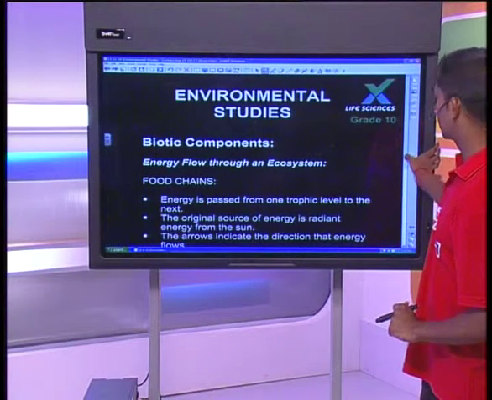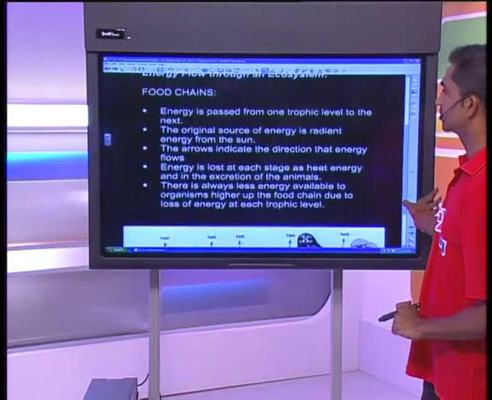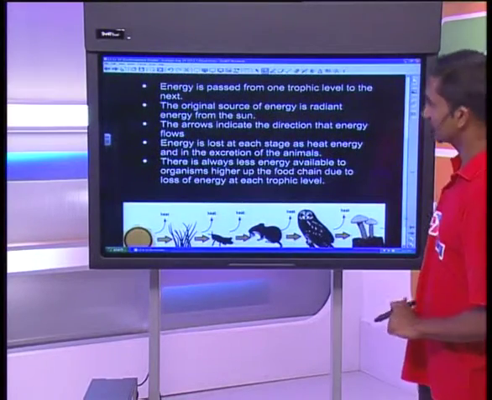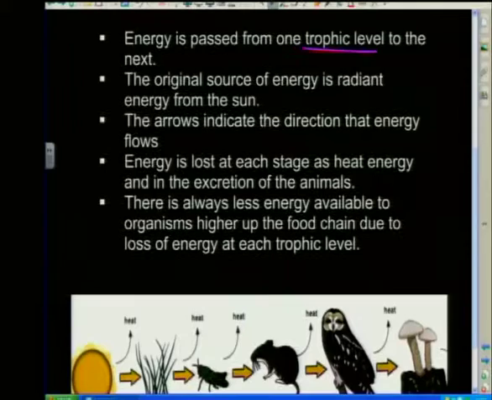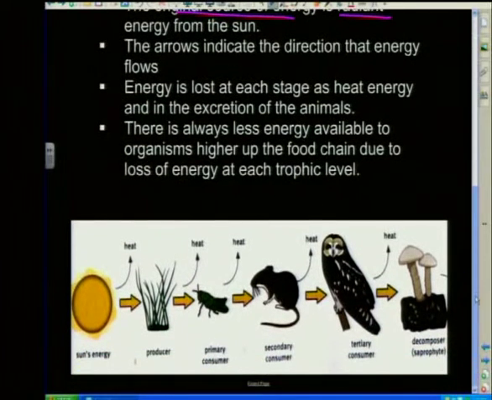Right, let's look at how energy is passed on from one trophic level to the next with another series of diagrams. So energy is passed on from one trophic level to the next. The original source of the energy is radiant energy from the sun, and we looked at that already. In a food chain, the arrows will indicate the direction in which the energy flows. And often energy flows from one organism to the next. And in this diagram, we see the direction of the arrow indicating the flow of energy from one trophic level to the next.